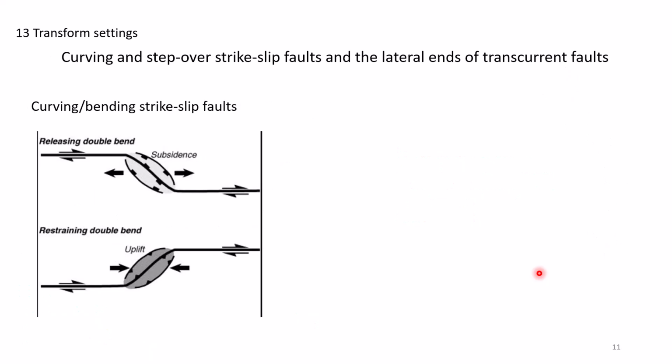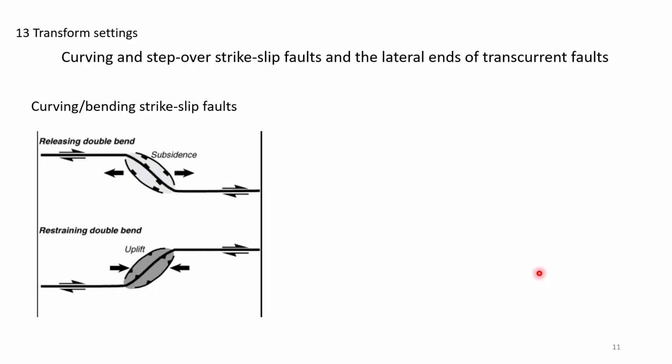We are now coming to some features that transform faults and transcurrent faults have in common. Transform faults are the plate boundaries that we have discussed that essentially develop from transfer faults into oceanic structures connecting mid-oceanic ridge segments. Transcurrent faults are any other type of strike-slip faults that we might find also in continental crust.